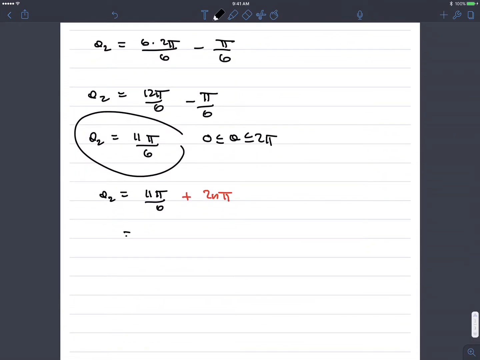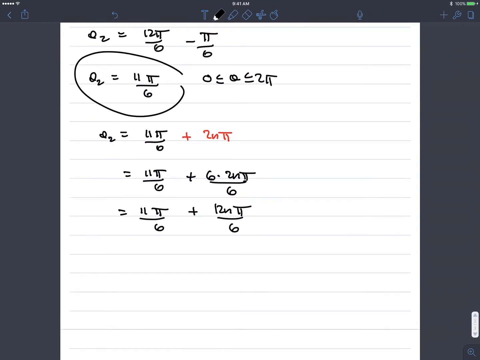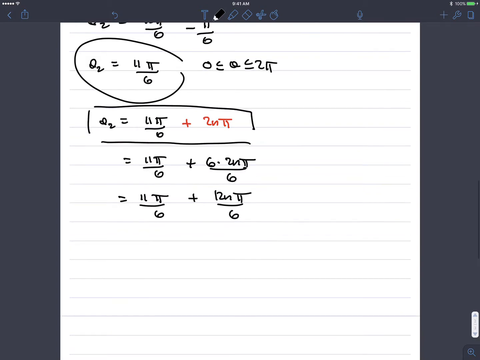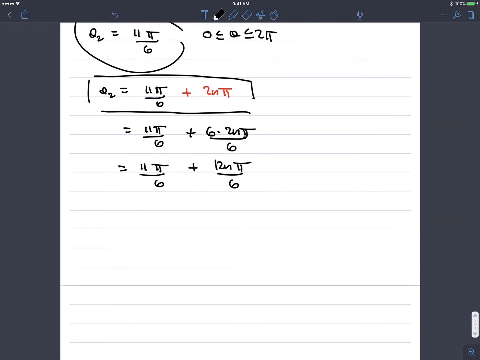And we're going to do some algebra here. So we got 11 pi over 6 plus 6 times 2n pi over 6. So we'll get 11 pi over 6 plus 12n pi over 6. And here, this is good enough. If you gave me this on a test, I'll be good enough. But if you wanted a sequence formula, then, you know, factor out your pi over 6, and then you're left with what? 11 plus 12n now. And that's for theta 2.